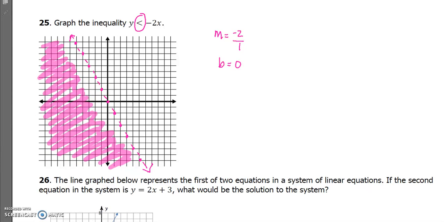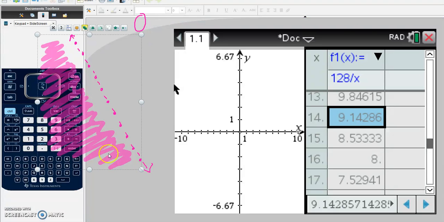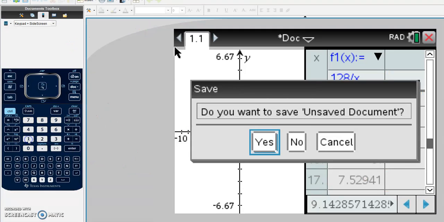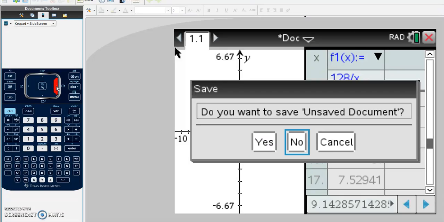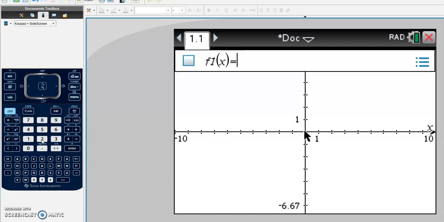Okay? All right, so what I want to do now is flip back over to the calculator, and I'm going to put that in the calculator, and let's see what we get. Here we go. Okay, so let's go to a graph. I'll just go to new document, save nothing ever. I want to add a graph number 2. All right, so we want to do y is less than negative 2x.